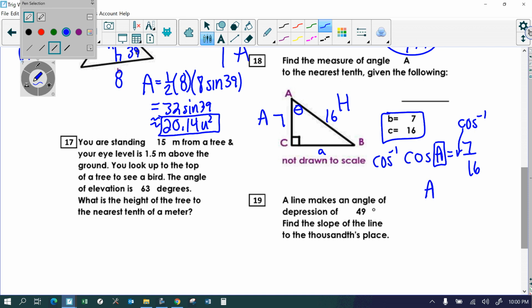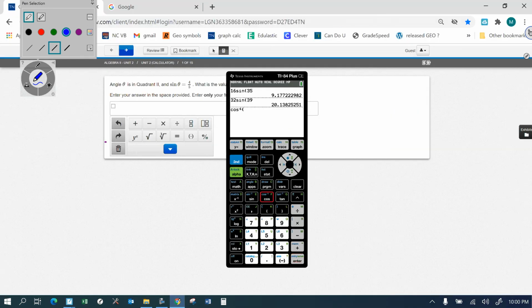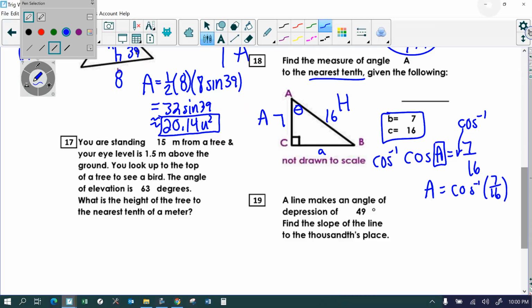So angle A, and we're going to the nearest tenth. The exact answer would be inverse cosine of 7/16. Now we type that in the calculator. Second cosine for inverse cosine of 7 divided by 16. And that answer is 64.1. We're going to the nearest tenth, 64.1 degrees. So A is approximately 64.1 degrees.